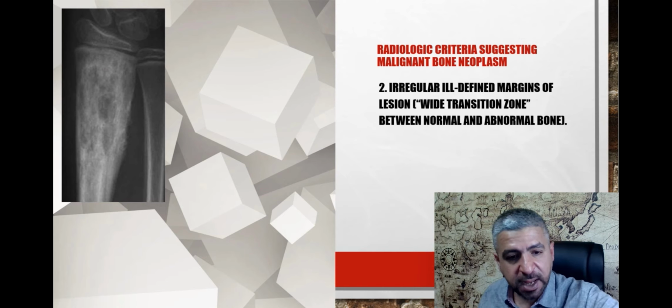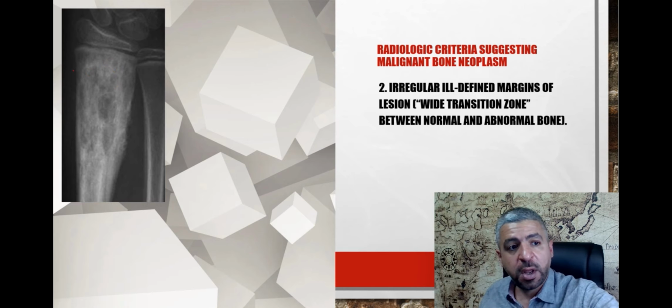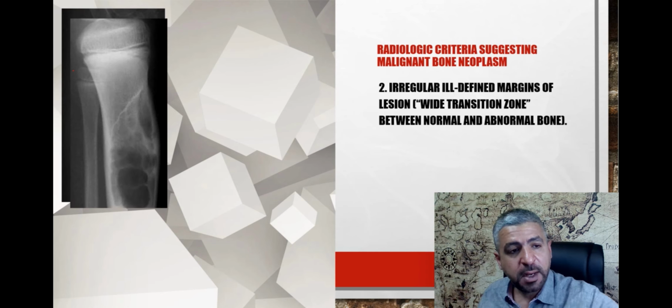You cannot say, well, definitely this is normal bone and this is abnormal, or maybe this little bit is abnormal, or maybe this little bit is normal. It's not definite. So this is a wide zone of transition. Now, let's look at this example. Is this a wide zone of transition? No, of course. It's a very narrow zone of transition.